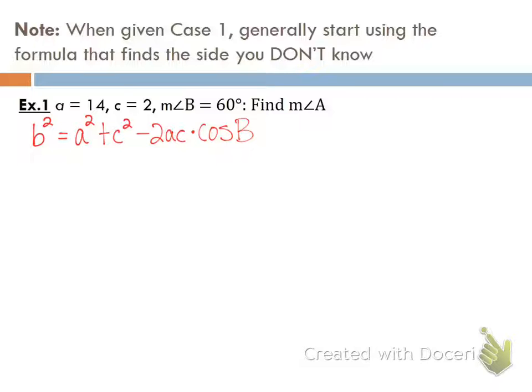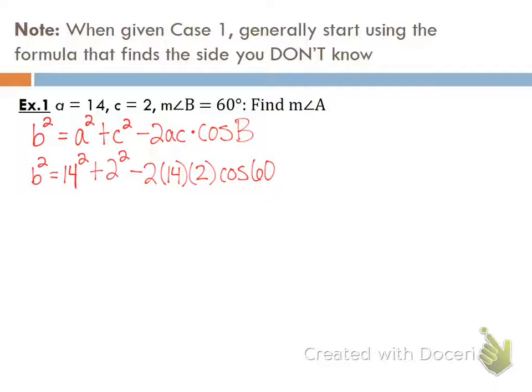Okay, so we start plugging things in. We don't know b squared. We do know a is 14. C is 2. So those get plugged in for both a's and c's. And we know that angle B is 60. So this is why our warm-up was what it was, so that you could get some practice.